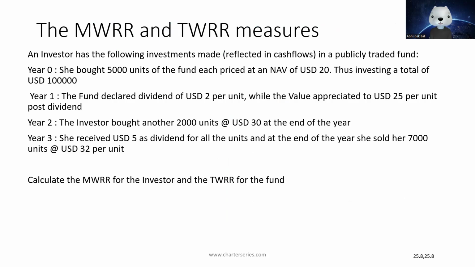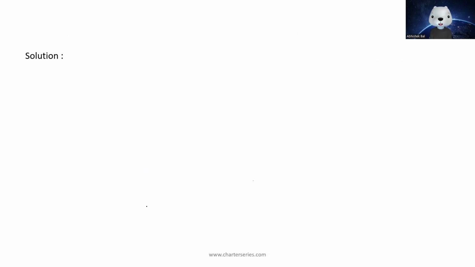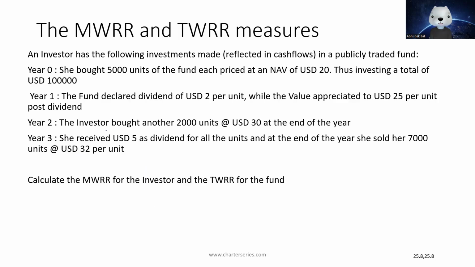There is a last problem, wherein the MWRR and the TWRR are being talked about. Again, all that I'm going to do is draw the timelines, but before that, just read through the text once. An investor has the following investments being made, reflected in the cash flows in the publicly traded fund. She bought 5,000 units of the fund each period at an NAV of USD20, thus investing a total of $100,000. That is in year zero.